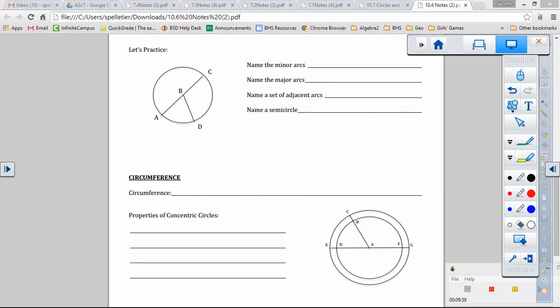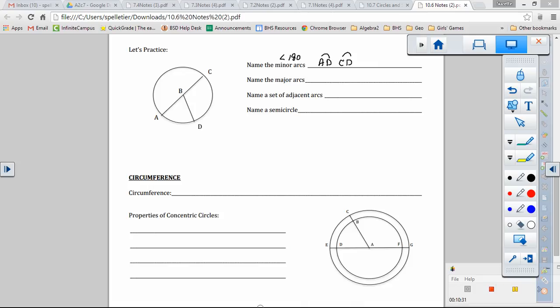Alright, so the minor arcs, I'm looking for arcs that are less than 180 degrees. And so I hope you said arc AD is less than 180 and arc CD is less than 180. Now you could have said arc DA, which is exactly the same thing as arc AD, or you could have said arc DC. Again, CD and DC, they are exactly the same arc. It doesn't necessarily matter which direction you go to name it.